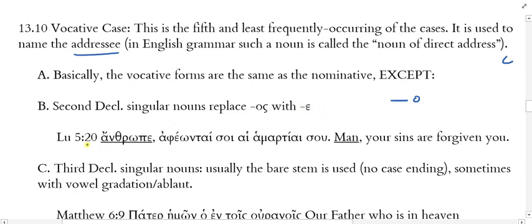All right? So in Luke 5:20, when Jesus is addressing a man, he addresses the man as man. Anthrope. You're used to anthro what? Anthropos, right? You usually see the os after the p. Notice I have an epsilon here. Anthrope, man, talking to you. Aphientai soi hai hamartiai sou. Man, your sins are forgiven you.